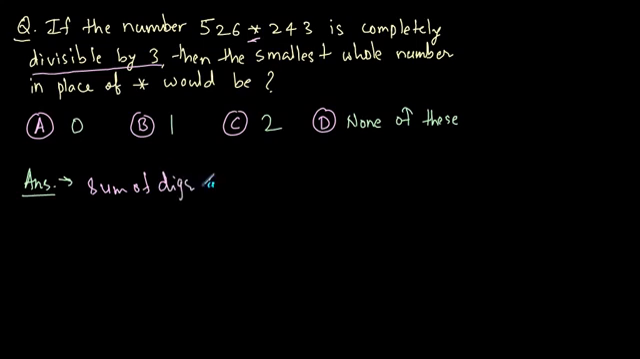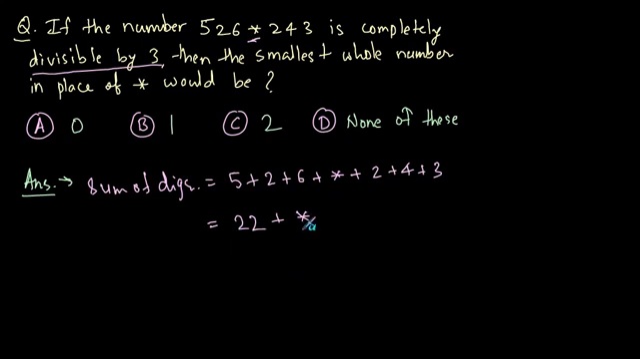So the sum of digits is 5 plus 2 plus 6 plus the star plus 2 plus 4 plus 3. Now you need to calculate the sum of all this. So take out the star and sum up the rest of the numbers. So let's do it actually. 5 plus 2 is 7, plus 6 is 13, plus 2 is 15, plus 4 is 19, plus 3 is 22, plus we have the star, and the sum of digits is 22 plus star.